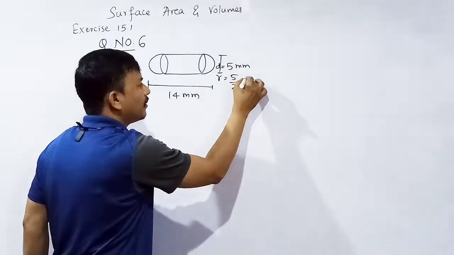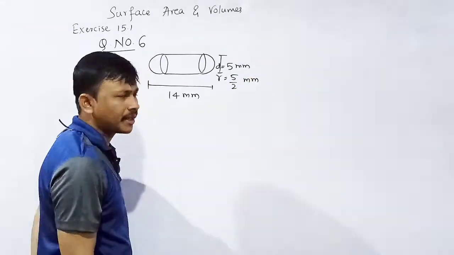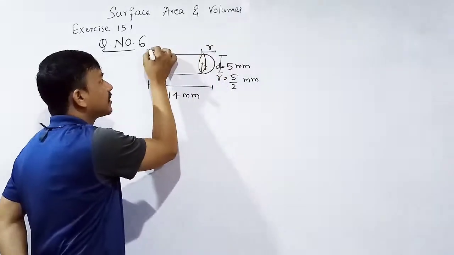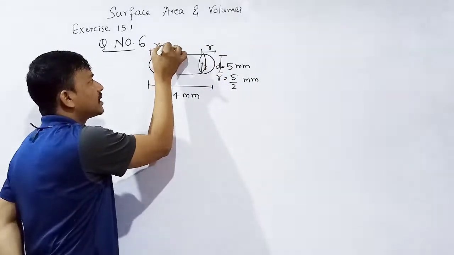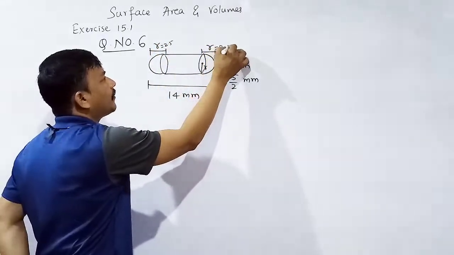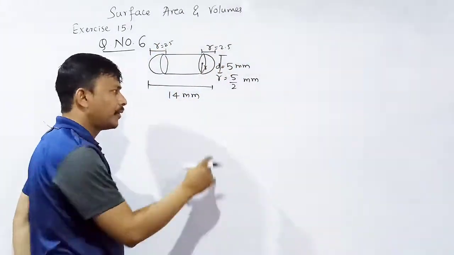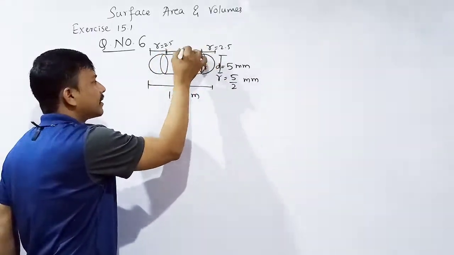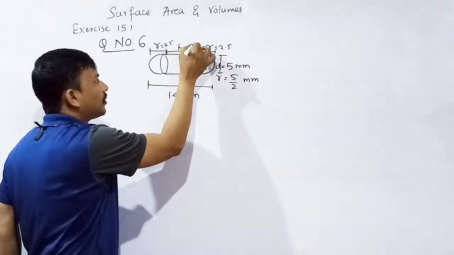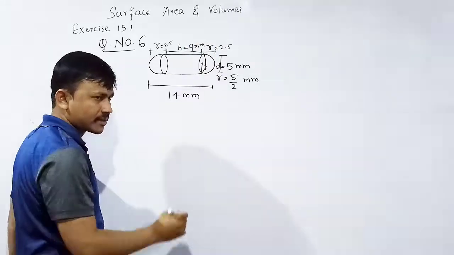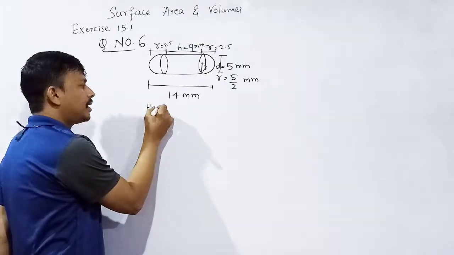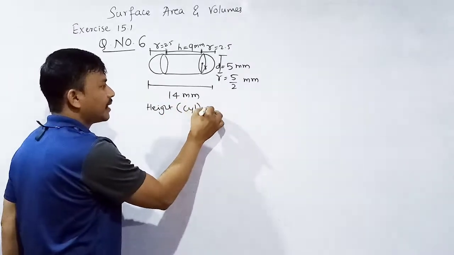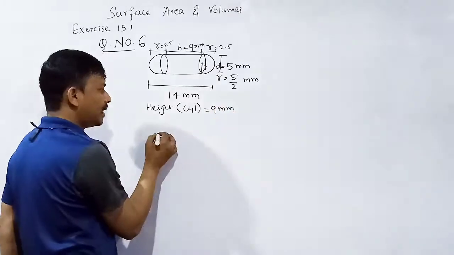Then 5 by 2 millimeter. This is the radius. R is equal to 2.5, this is also the radius. This is also the radius. This is equal to 2.5. 2.5 plus 2.5, 5. 14 minus 5, 9. 9 millimeter is the height of the cylinder. Yes or no? Height of the cylinder H is equal to 9 millimeter. Correct? Okay. Height of cylinder is equal to 9 millimeter.